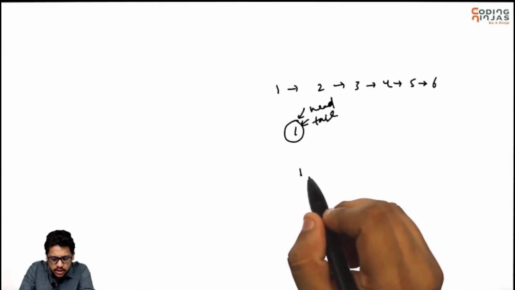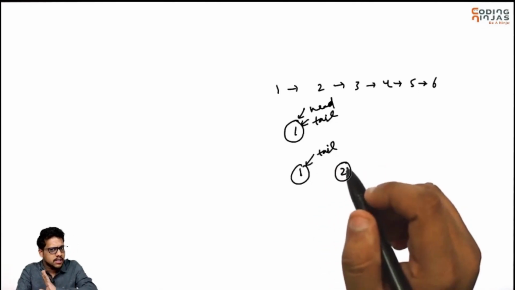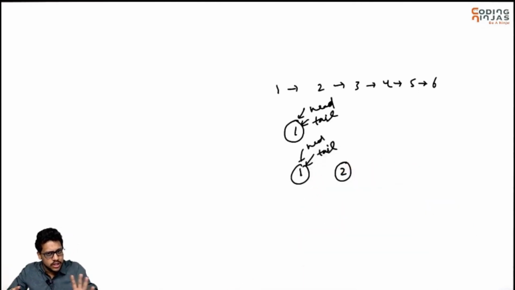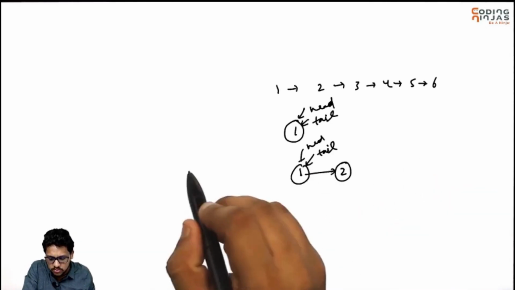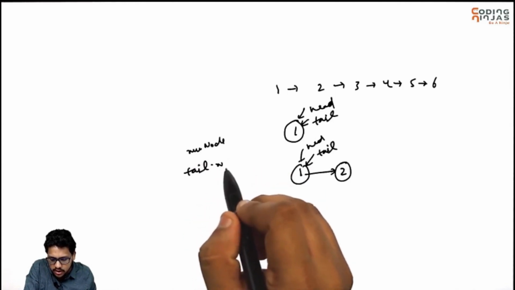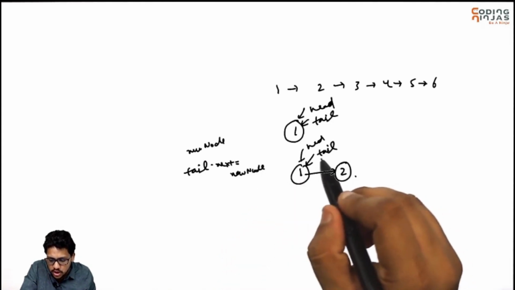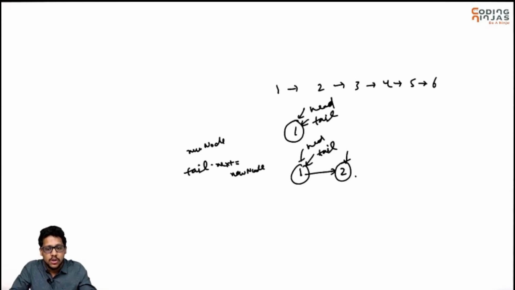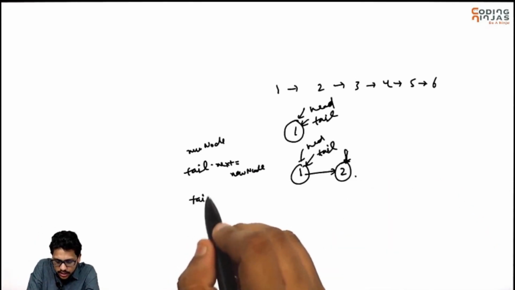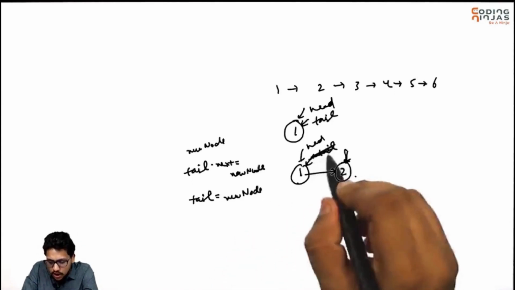Now when 2 comes, you will create a node for 2. Your tail is pointing here. Since head is not none, you will not change the head. You will only work on the tail. So you will do tail dot next equal to the new node for 2. Once next becomes 2, now you need to move tail here as well because your new last node has become 2. So first tail dot next equal to new node, after that tail equal to new node, so tail moves here.